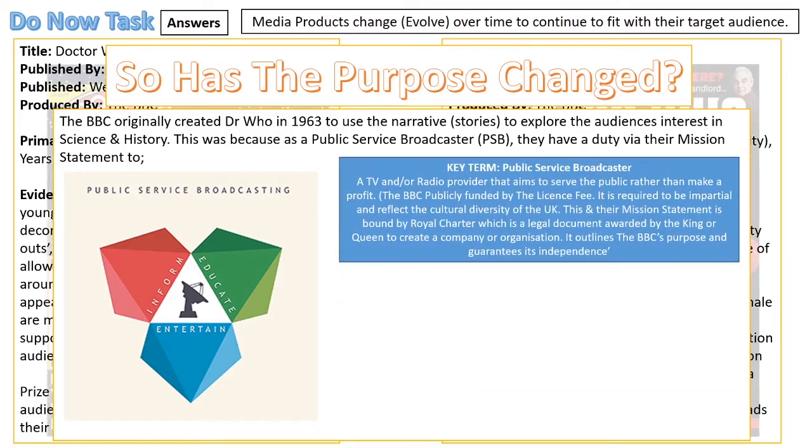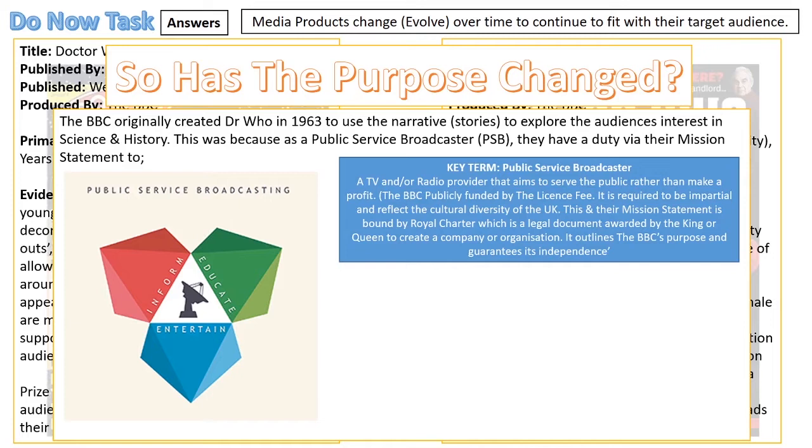Now, a public service broadcaster doesn't make any money. They are publicly funded, generally through a tax or, in our case, the licence fee. And they have to be impartial. They're not allowed to be biased, and they have to reflect the cultural diversity of the UK. This is quite strong in the UK in terms of a public service broadcaster.